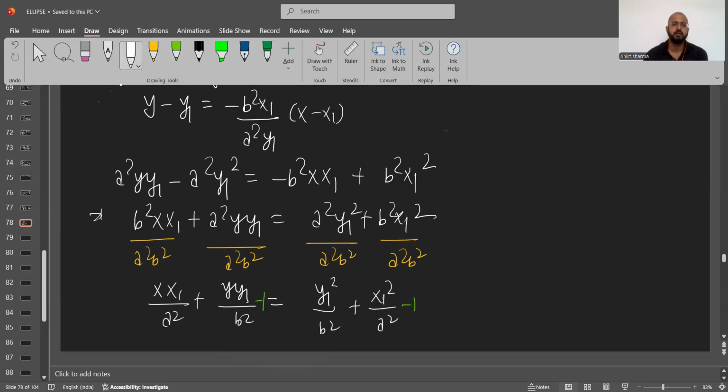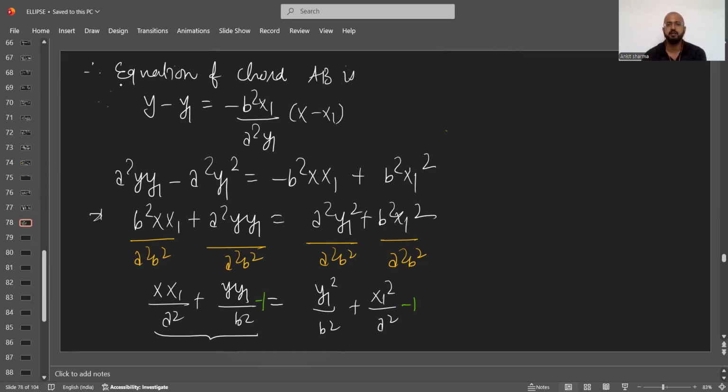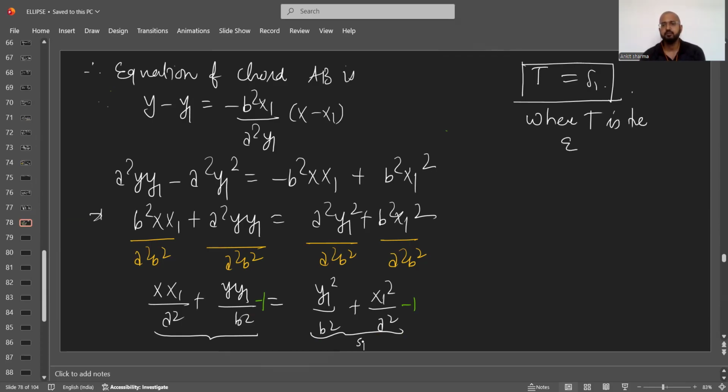So this is nothing but the equation of tangent we have seen here. And when we plug the point x1, y1 into the ellipse, this is nothing but S1. So I get T is equal to S1, where T is the equation of tangent, and S1 is as usual the power of the point: x1 square over a square plus y1 square over b square minus 1.